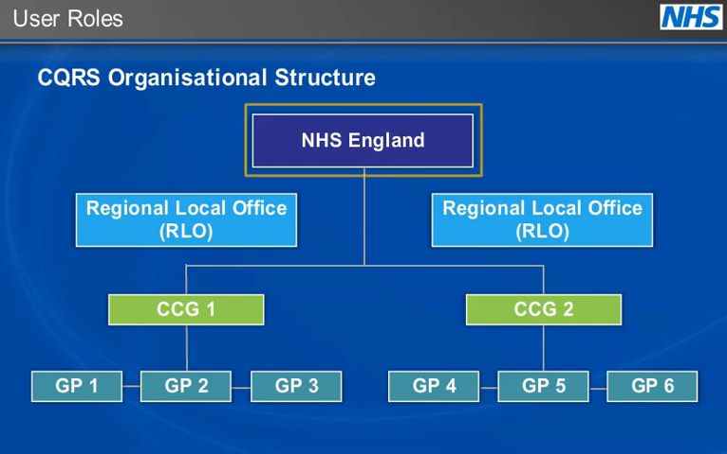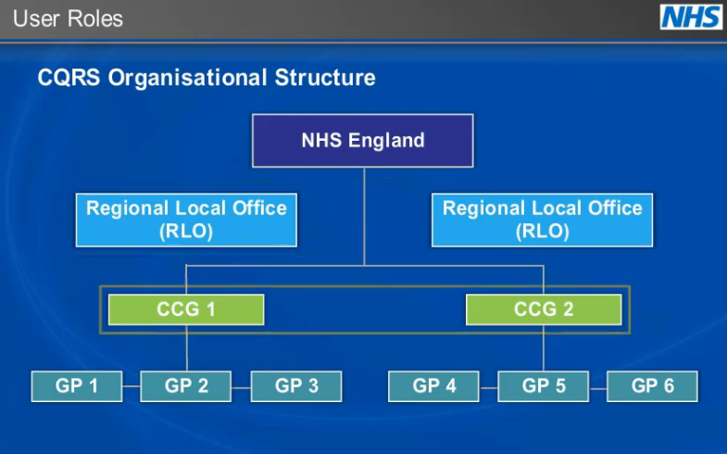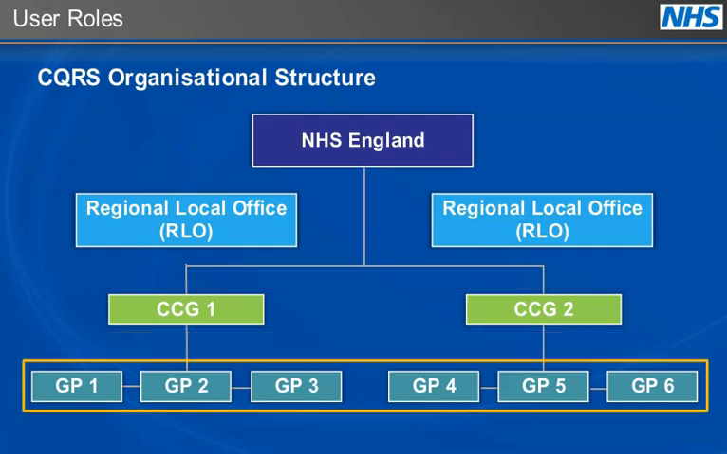In this flow diagram, NHS England sits at the top of the hierarchical structure. All organizations on CQRS are seen as descendants of NHS England. Regional local offices, or RLOs, are the immediate descendants of NHS England. And the clinical commissioning groups, or the CCGs, are organizations that are the immediate descendants of the RLOs. General practices, or GPs, are descendants of both the CCGs and RLOs. Understanding this hierarchy will be important if you need to complete a function in CQRS that requires the identification of the organization's parent.